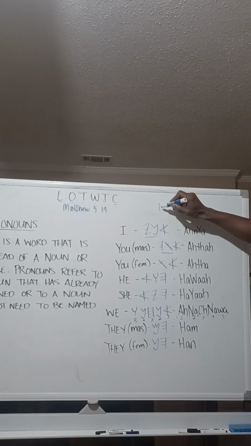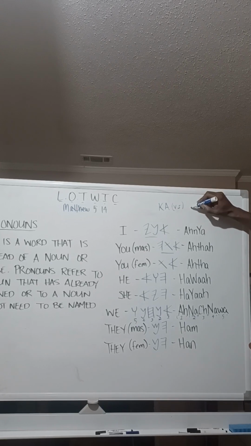For instance, let's just say ka. Ka versus ka. There's a whole difference. Ka is how we would pronounce it from the back of our throat. Ka. Ka.